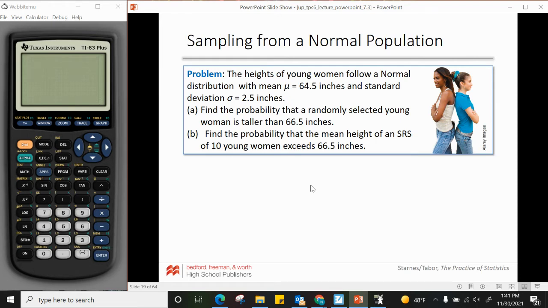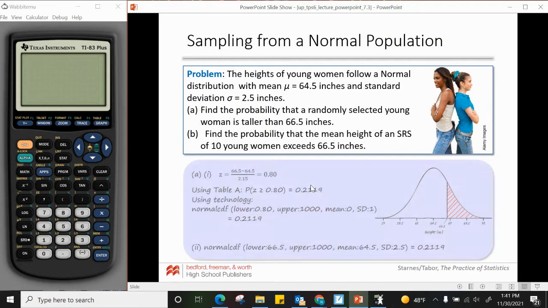All right, so let's do an example now. The heights of young women follow a normal distribution with mean 64.5 inches and standard deviation 2.5 inches. Find the probability that a randomly selected young woman is taller than 66.5 inches. And find the probability that the mean height of an SRS of 10 women will exceed 66.5 inches. So first things first, part A is just one individual, right? One individual, 66.5. And we treat this like we did at the beginning of the year.